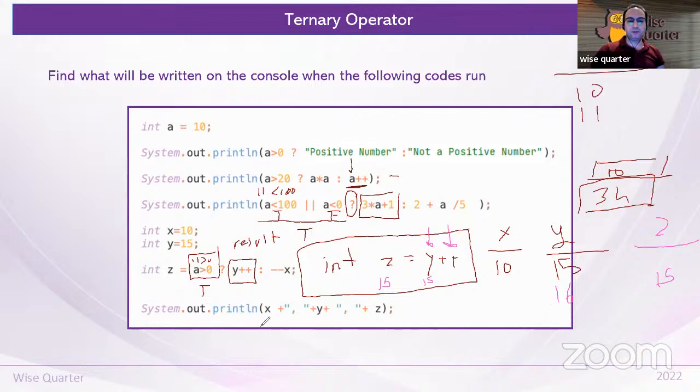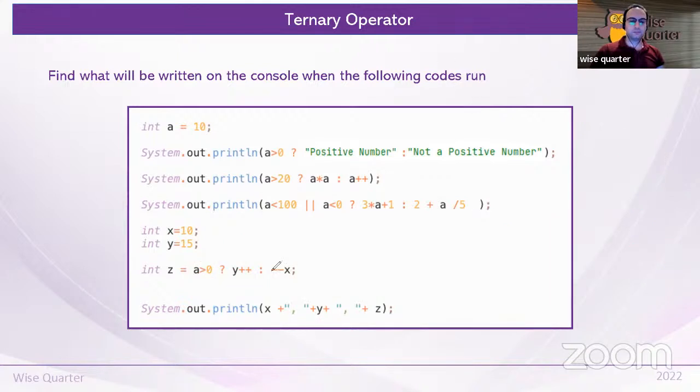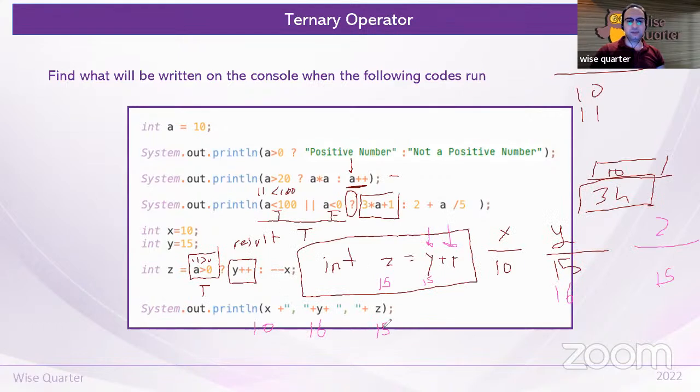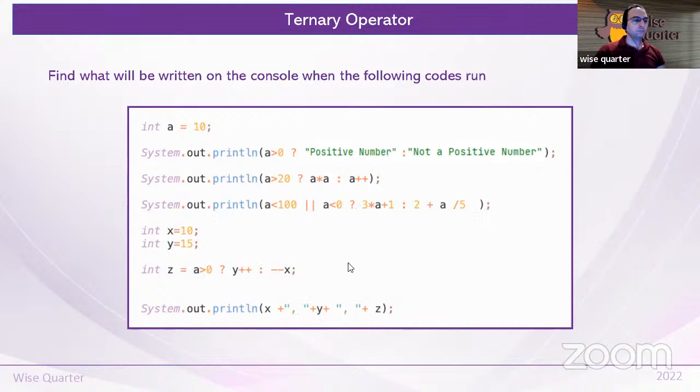Okay, when we try to print the values, X is 10, Y is 16, Z is 15, as you can see. 10, 16, 15. I hope it's enough for you.